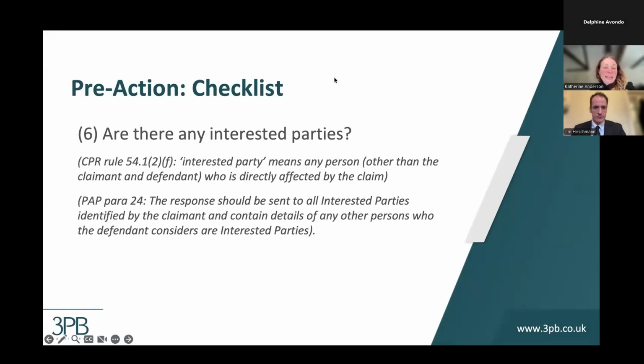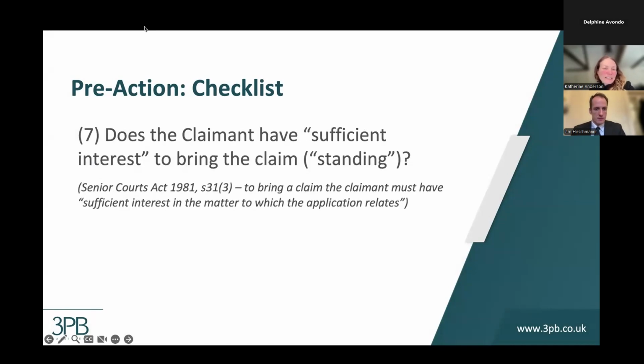So the point being, the response should be sent to the interested parties who have been identified by the claimant in the pre-action letter, but also contain details of any other persons who the defendant considers are interested parties. Next question, does the claimant have sufficient interest to bring the claim?